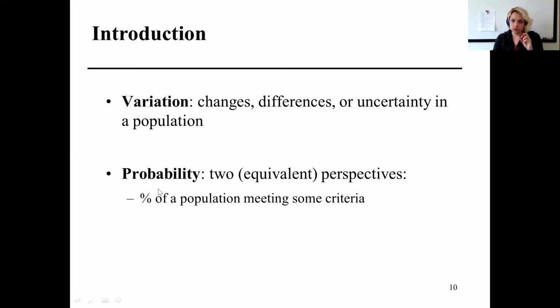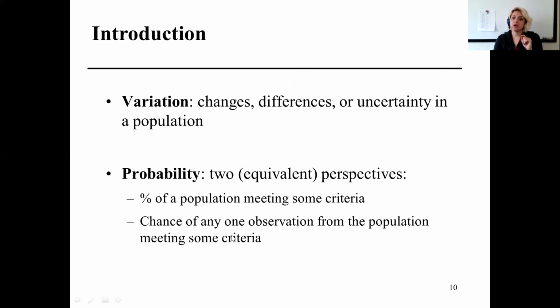Another thing that is good to mention here is that we have two equivalent perspectives when we are talking about probability. One is the percentage of a population meeting some criteria. Another one is the chance of any individual observation from the population meeting some criteria. I want you to think about these two and try to find out the difference between them when you read it. Pause the video here, please. Think about it for a few minutes. Write down your answer somewhere so that you would remember it, and then come back and listen to the answer that I'm going to say.